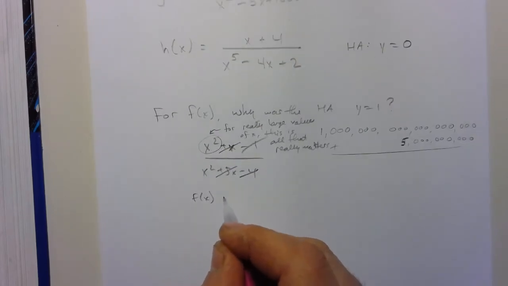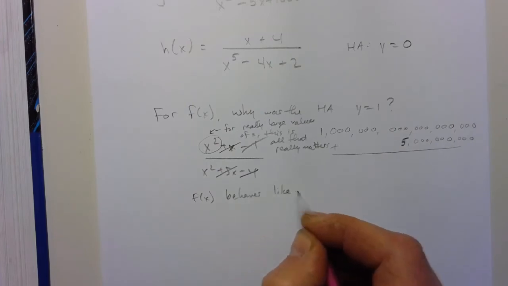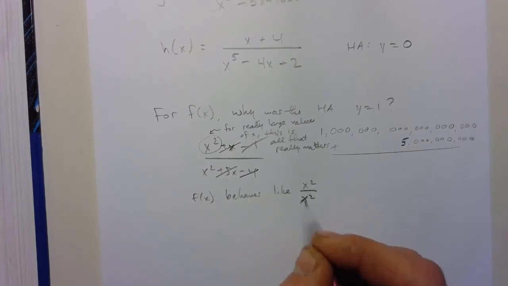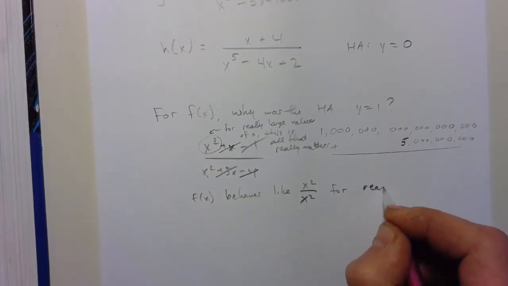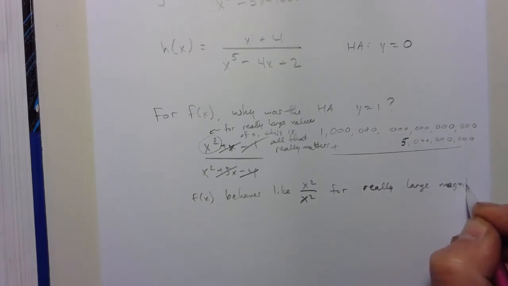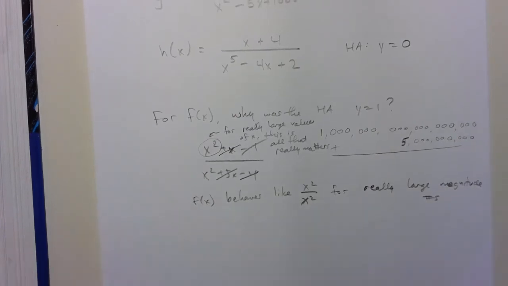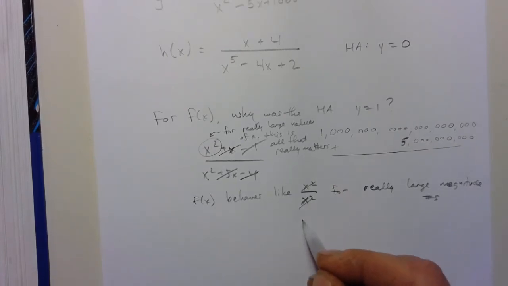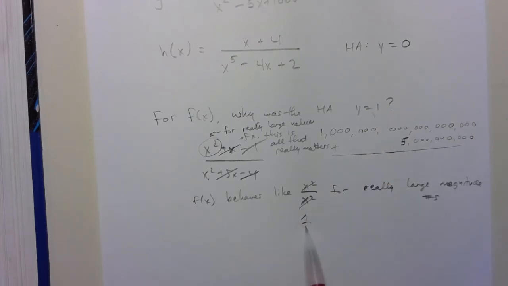So f of x behaves like x squared over x squared for really large magnitude numbers. Okay? This is called the end behavior. At the ends of it, what is it behaving like? It's behaving like this function. Right? Well, x squared over x squared reduces to 1. Your horizontal asymptote. It's behaving like 1. It's getting infinitely close to 1.